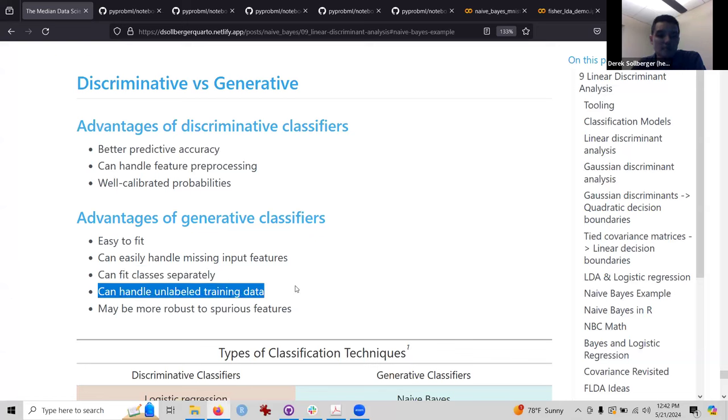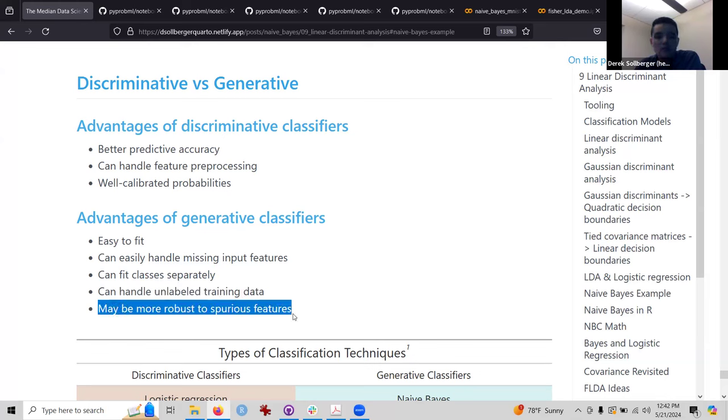And I mentioned this already in that sense. We could handle unlabeled training data. Or if you're going from your training data to your test data, and your test data has a completely new label, Bayesian methods especially are great for this. And if the data is also spurious in the numerical aspects, the generative classifiers might be able to handle that better as well.